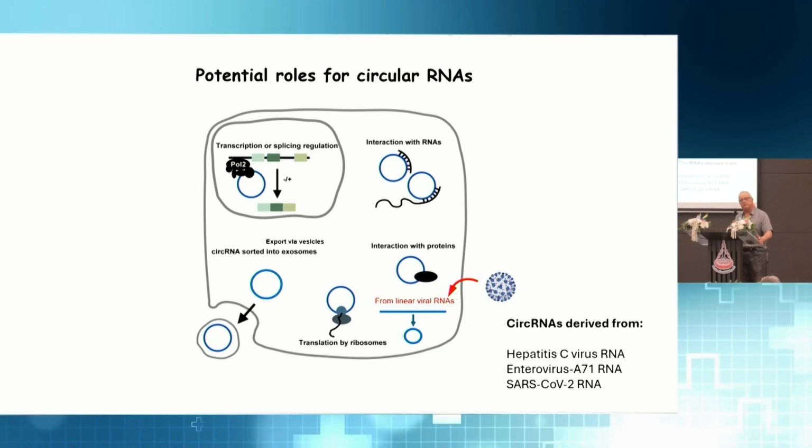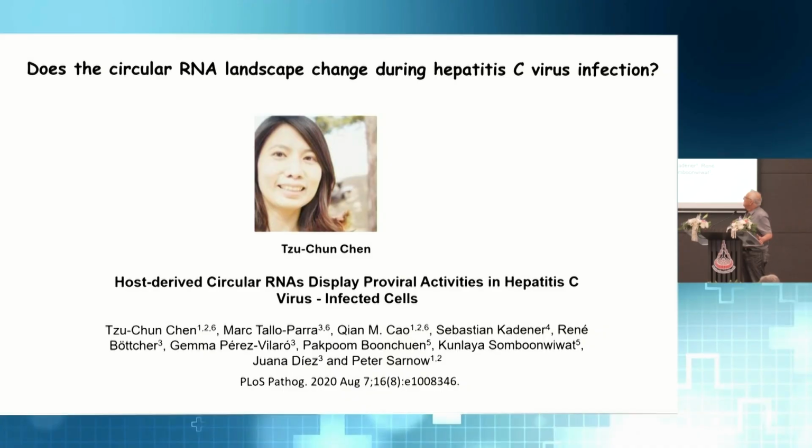And I want to tell you what we have learned so far from these studies. The first question was, what happens if you simply infect cells with hepatitis C virus? Does the cellular landscape change in the infected cells? This study was done by a postdoctoral fellow from Taiwan, Shusei, together with Pakpoom, Boonchue, and Kunlaya Sumbunvivat. Both, of course, as you know, are very famous virologists from Thailand.